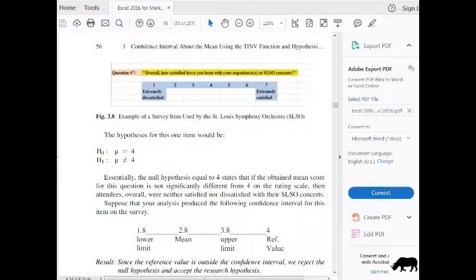Look at this result. 1 is extremely dissatisfied, and 7 is extremely satisfied. The hypothesis for this item would be null hypothesis mu equal to 4, research hypothesis mu not equal to 4.